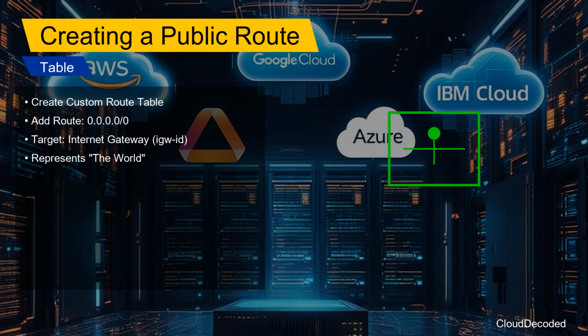Let's build a public route table. We create a new table and add a route, destination 0.0.0.0/0, which represents all IP addresses. For the target, we select our internet gateway. This tells the network, if you don't know where to go locally, go to the internet.